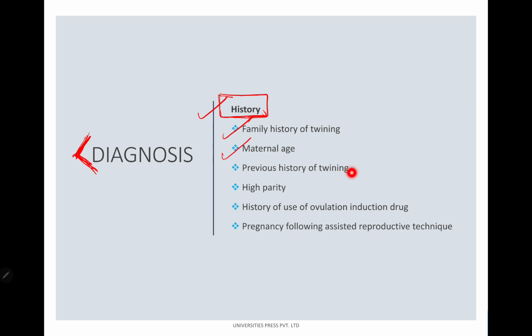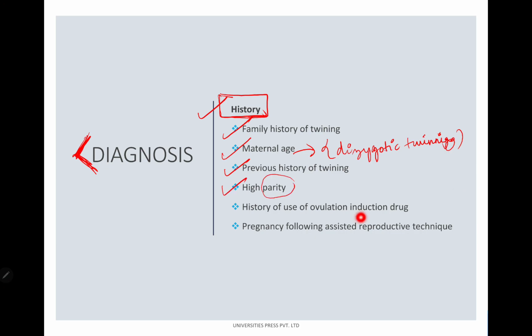Then ask for the maternal age. Maternal age is a factor that influences what twinning? Dizygotic twinning, never the monozygotic. Dizygotic twinning alone is affected by this maternal age. And is there any previous history of twinning? Should be asked. High parity, guys.